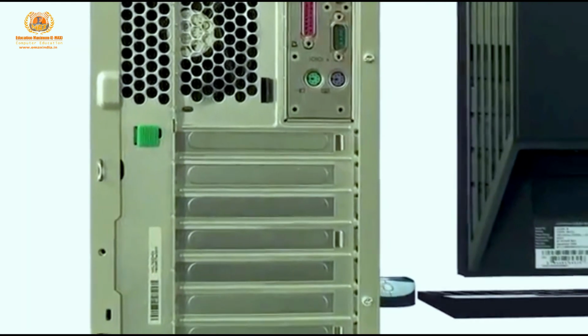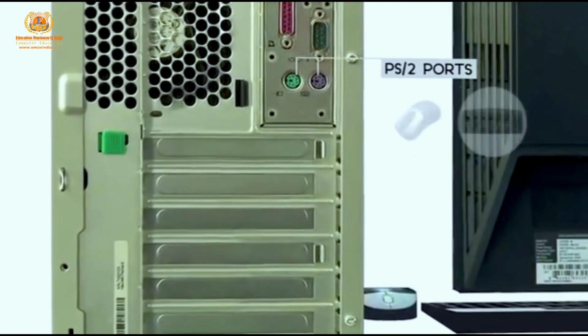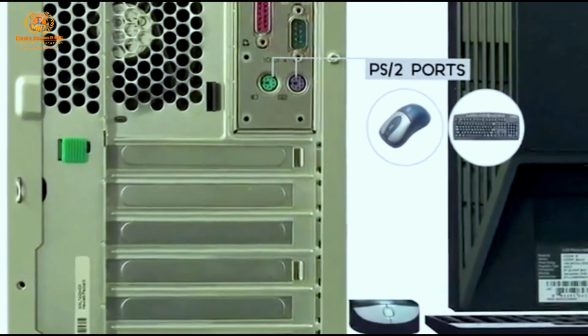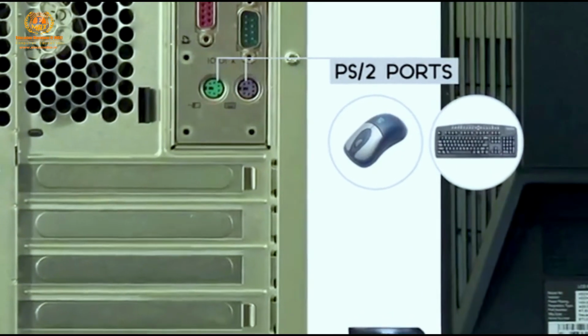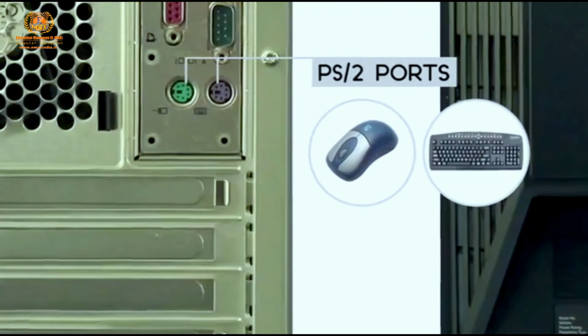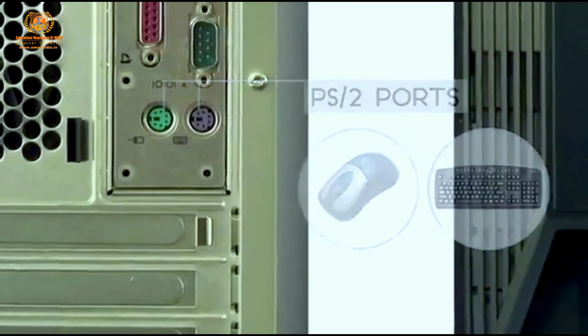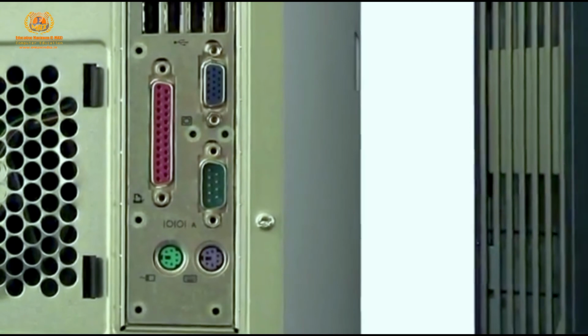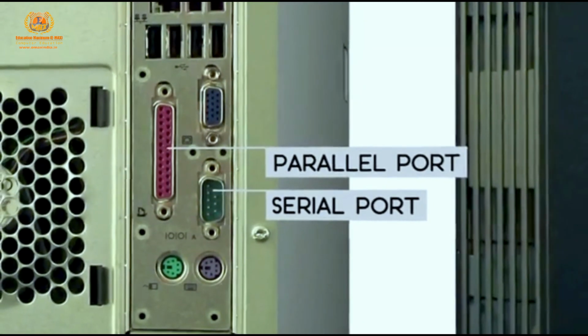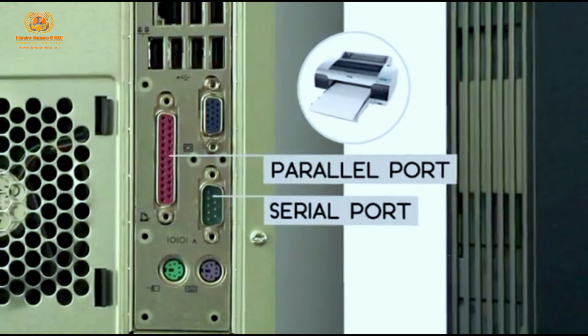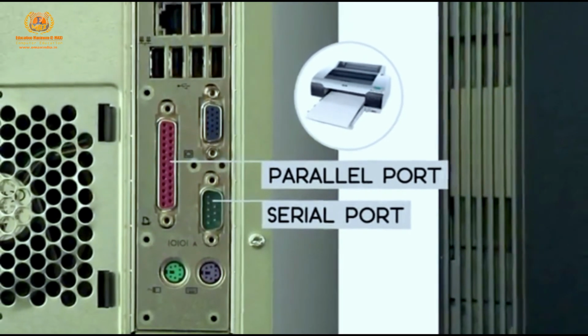Many computers use PS/2 ports to connect the mouse and keyboard. The mouse port is usually green and the keyboard port is usually purple. But if you have a USB mouse and keyboard, then you won't need to use these ports. Finally, some computers have a serial port and a parallel port for connecting to older peripherals such as printers. But today, most devices use the USB ports instead.